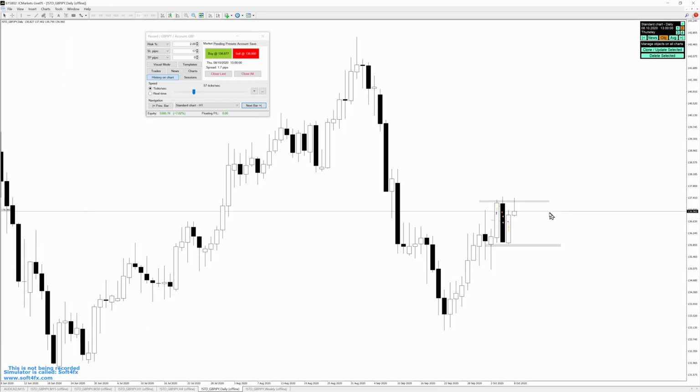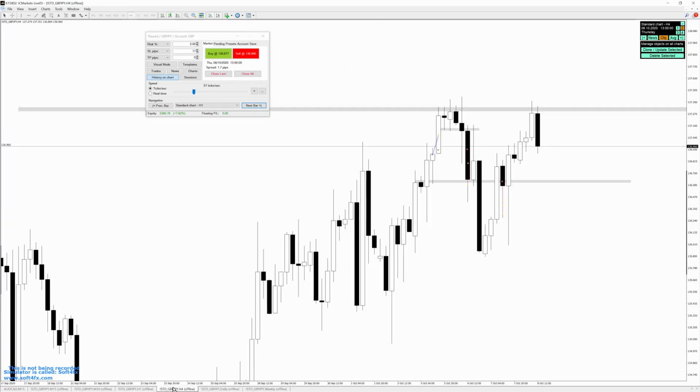Looking on the daily time frame, wow, look at that. We're rejecting that resistance on the daily time frame. So let's take a look at that on the 4-hour time frame. Looking on the 4-hour, we're rejecting the resistance here again. Right, so now the 4-hour is in a possible range, right?